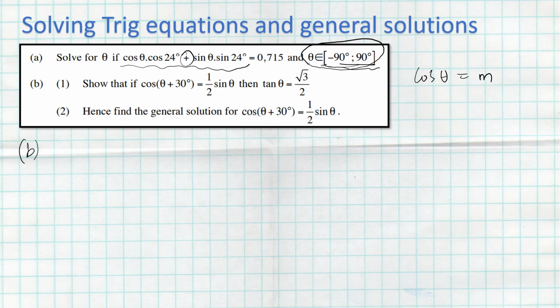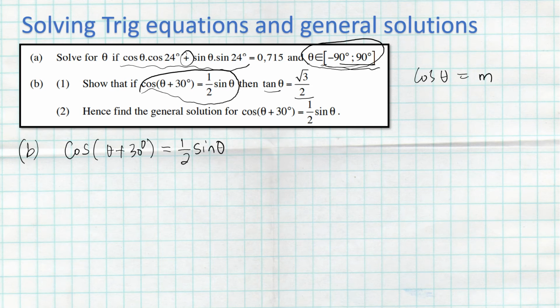Let's now go to B. It says show that if cos(theta plus 30 degrees) is equal to 1 over 2 sine theta, then tan theta is the same as root 3 over 2. So they're saying that if that one is equal to that one, then this one will be equal to this. So let's use our given information. We're given that cos(theta plus 30 degrees) is equal to 1 over 2 sine theta. Then we have to prove that indeed tan theta will be the same as root 3 over 2, right? So we have to use this given information.